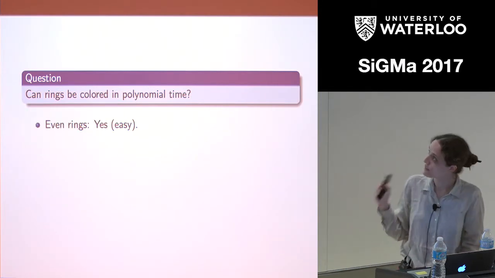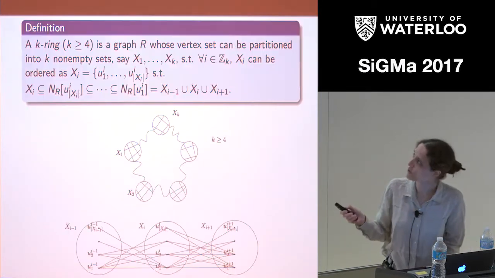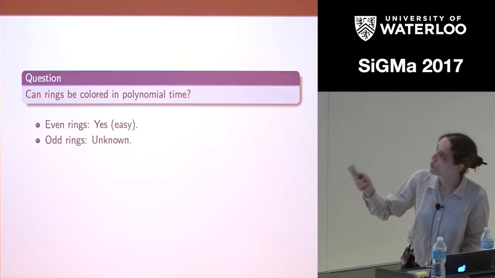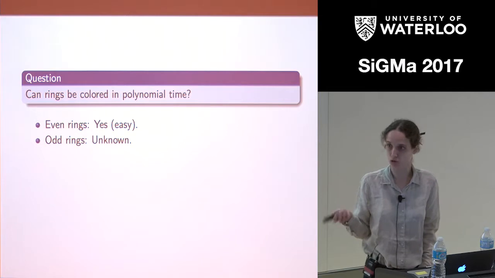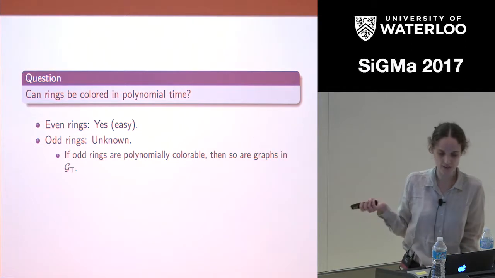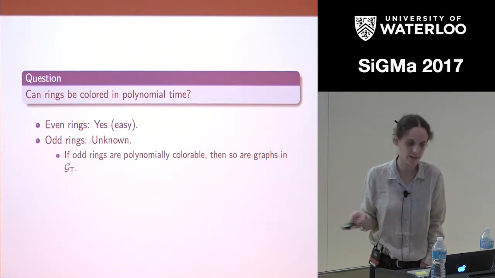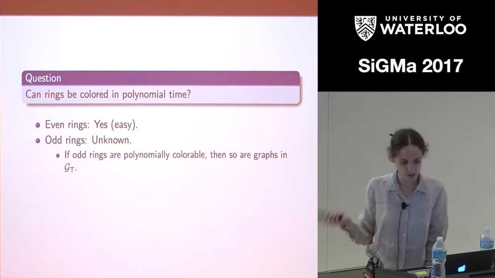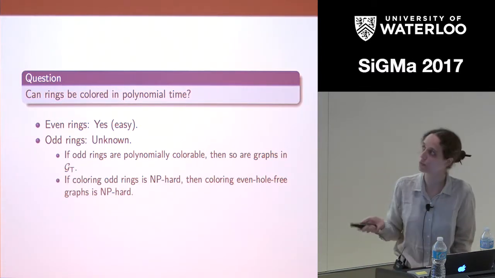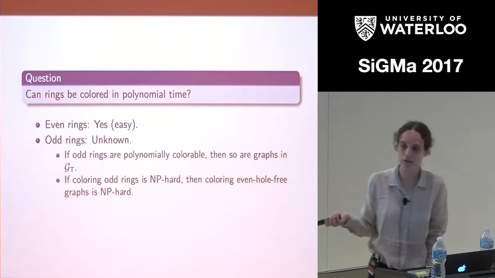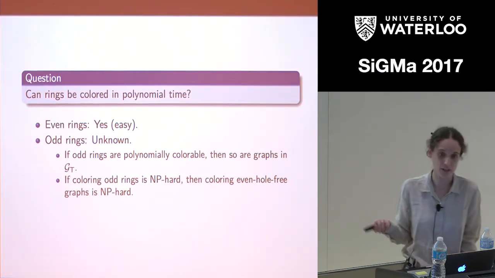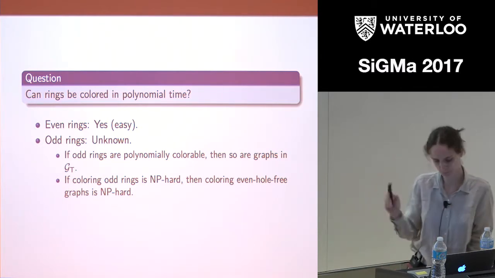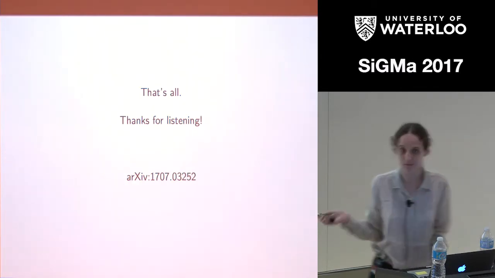For even rings, yes, that's very simple. Even meaning there's an even number of those cliques, k is even. But for odd rings, we don't know. If the answer is yes, well then we get that graphs in GT are also polynomially colorable. If not, if this is NP hard, that would be extremely interesting because that would imply that even-hole-free graphs are NP hard. So we don't know. Polynomial or NP hard, we don't know. And that's all, so thank you.